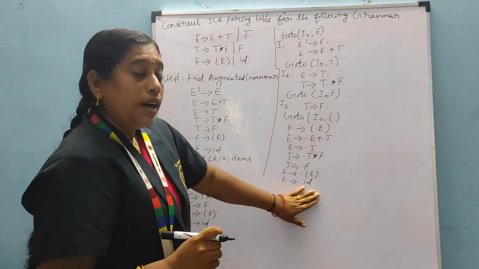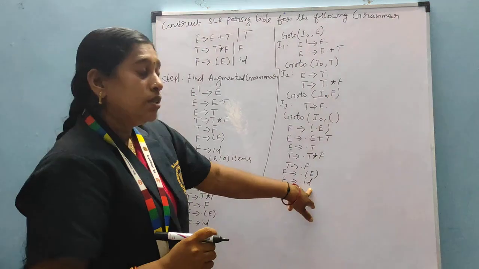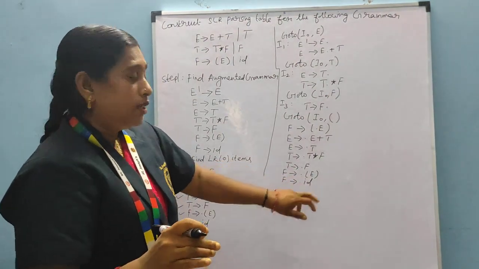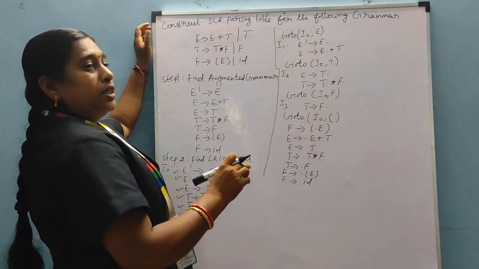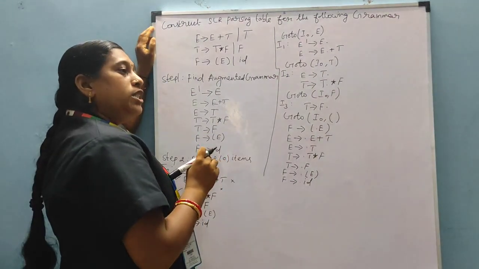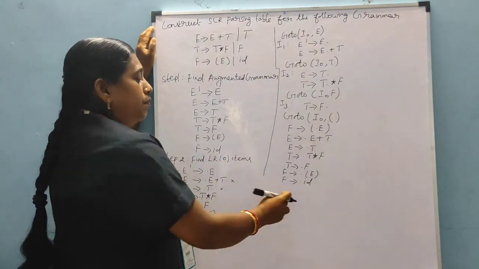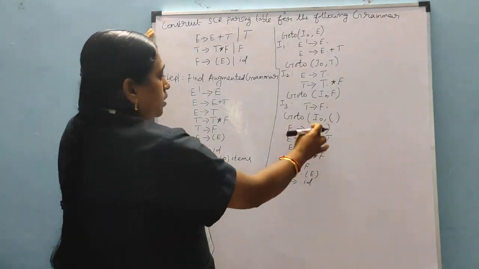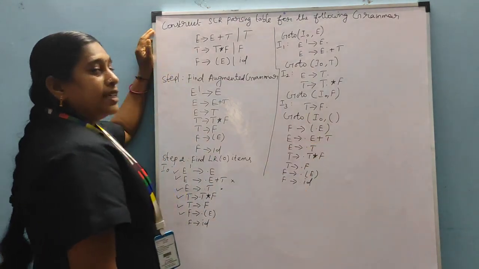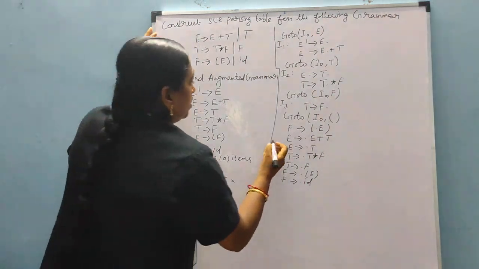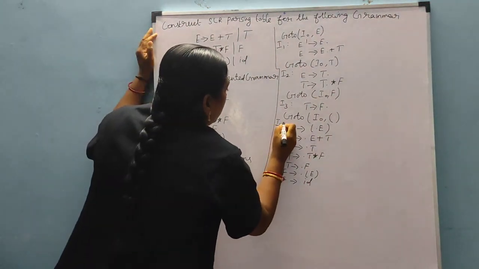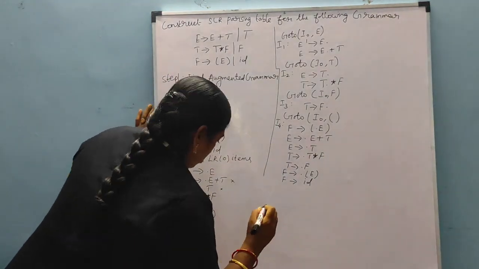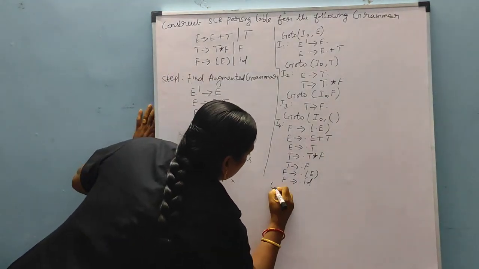Now check. After movement of the dot, if a terminal is present, it means we have to stop. Okay. If it is a non-terminal, I have to add the non-terminal productions from the I naught state. If it is a terminal, stop the process. Okay. Now check whether it is a new state or an existing state. It's a new state. So I am writing it as the I4 state.